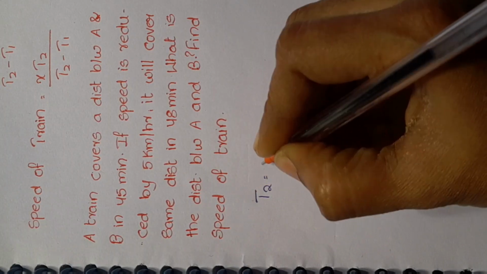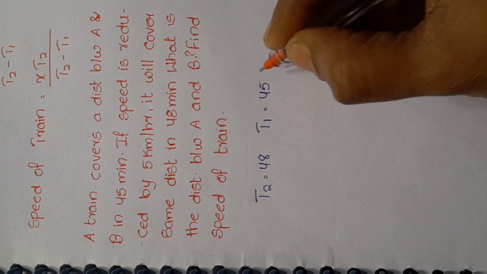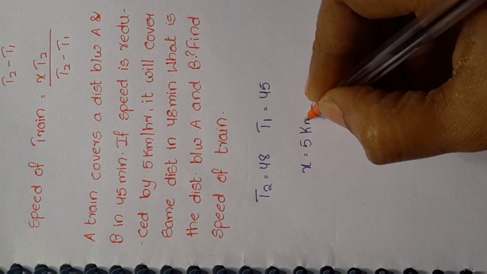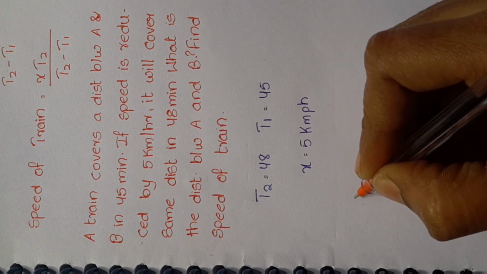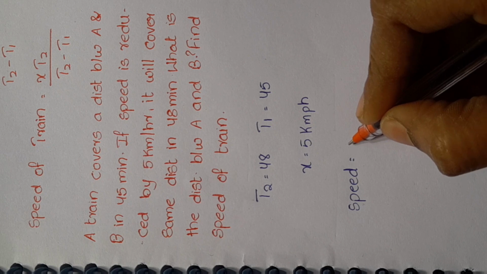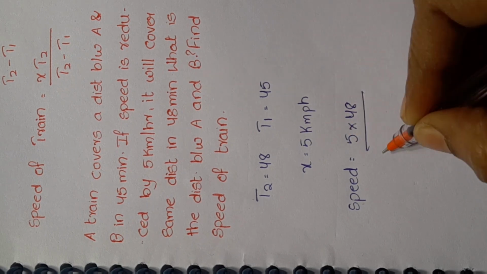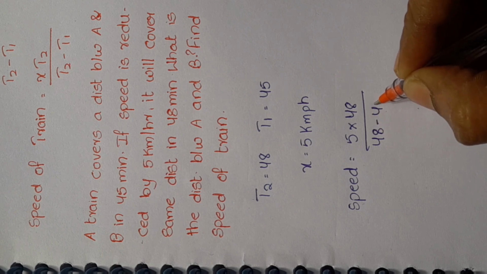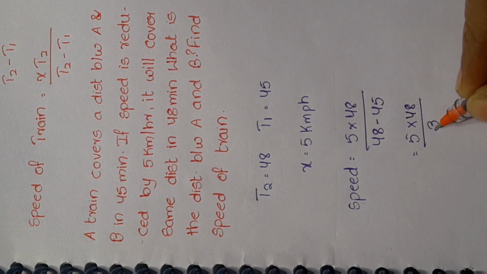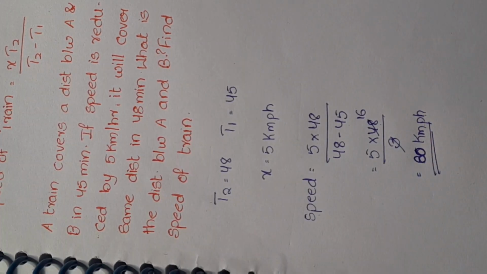T2 value is 48 minutes, T1 value is given as 45 minutes and x value is given as 5 km per hour. Substituting the values in the formula, we get speed is equal to x is 5 into T2 is 48 by T2 minus T1, 48 minus 45, 5 into 48 by 3, 16, 5 16 is 80 kilometers per hour is the speed of the train.